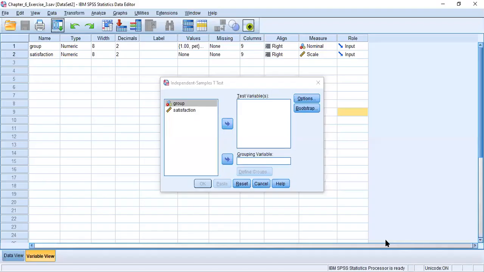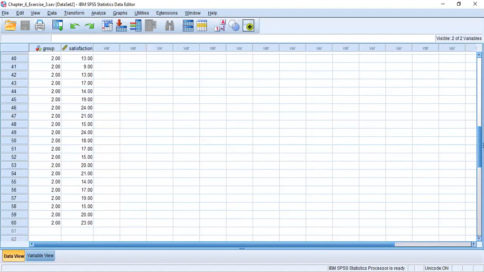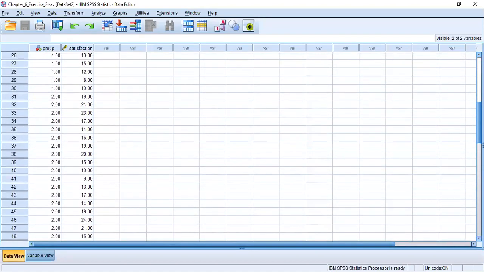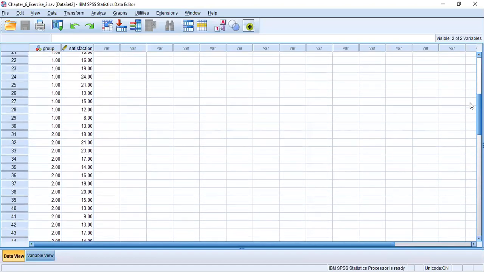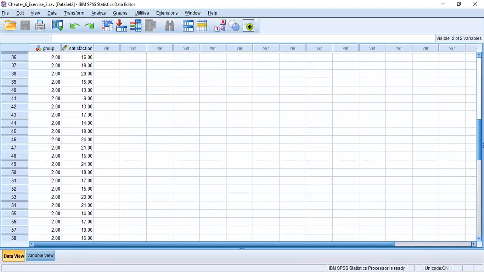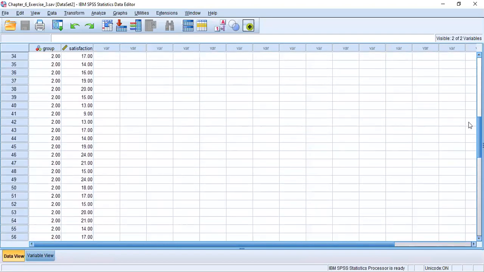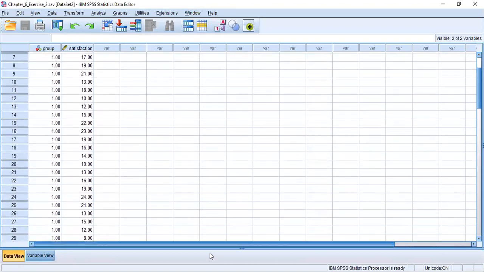So this is the file we are sharing, and this is the data given to us. The group variable has 30 respondents with 1, having a pet, and another 30 having no pets. And the satisfaction level is given on a scale of 5 to 25. So that's given to us.